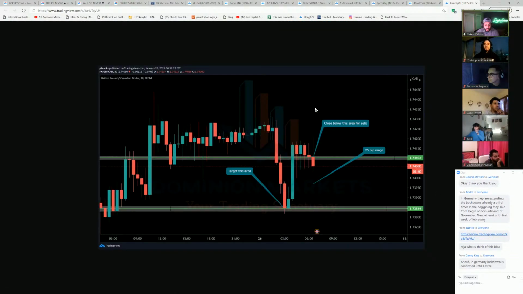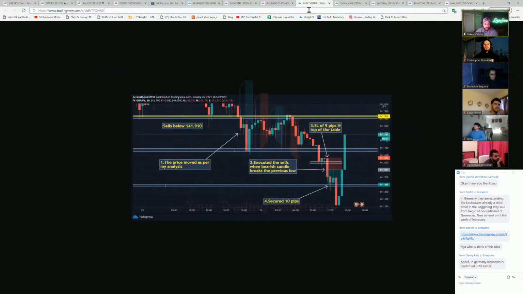Let's take a look at this chart over here. This is a GBP CAD chart, 25 pip range. Yeah, this is amazing. See, if this candle closes bearish and next one breaks the low, man, we're coming down on GBP CAD. So this is a really good analysis here. Let's take a look at the Chinese indicator to see if that analysis also makes sense on the Chinese indicator here.